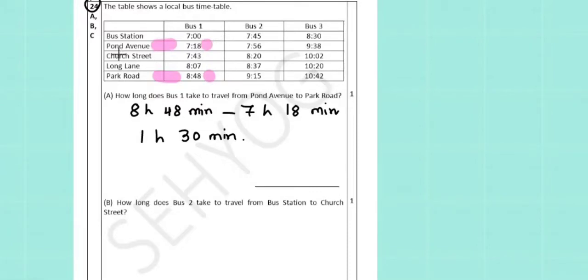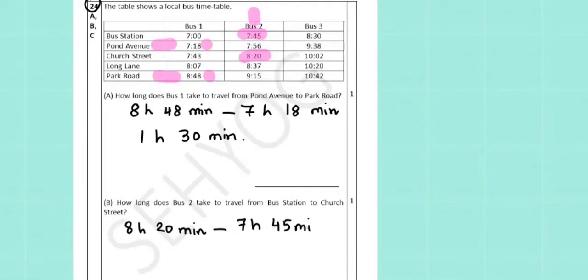In part B, how long does bus 2 take to travel from bus station to Church Street? So, again same process. From the later time 8 hours 20 minutes, we will subtract the earlier time 7 hours 45 minutes.